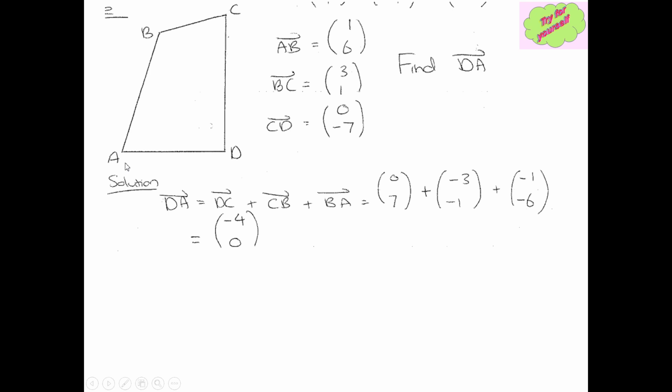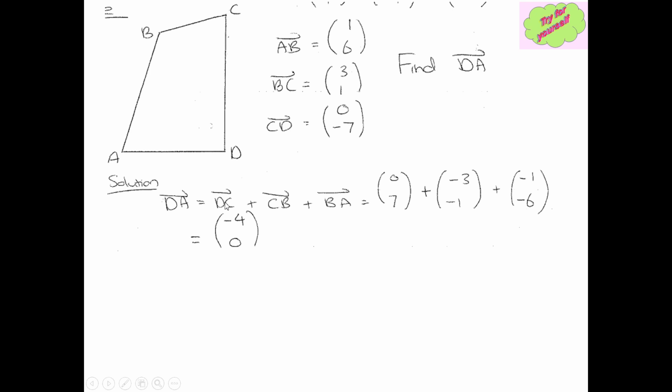So solution, DA. One way you can look at it, DA is the same as going from DC plus CB plus BA. So you could have worked out AB plus BC plus CD and then just taken the negative of that. That's one thing you could have done. Similarly, if you want to go straight to DA, you can think of it as DC. DC would be the negative of that.